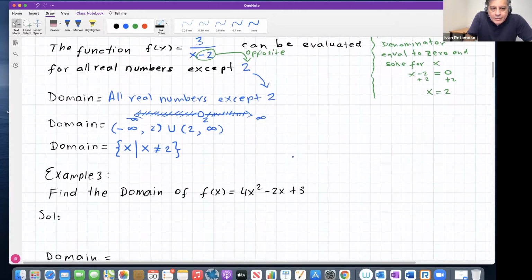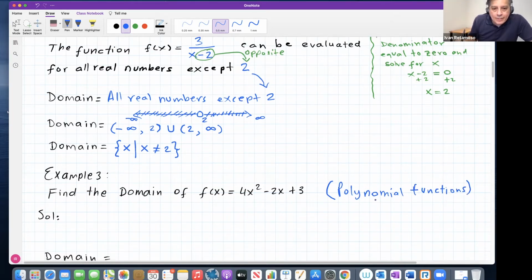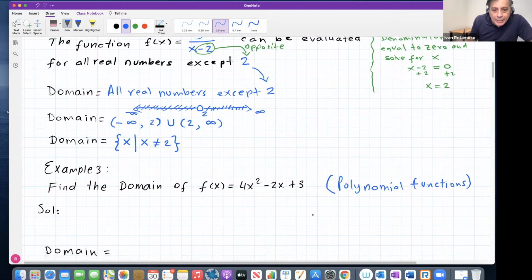Example 3. Sometimes the formula will be defined by a polynomial function, or polynomial expression, better said. Your function will be defined as a polynomial. But now, what should be the domain of this? This is a polynomial function. So it turns out polynomial functions are the nicest functions to work with in mathematics because the domain of these polynomial functions is all real numbers.